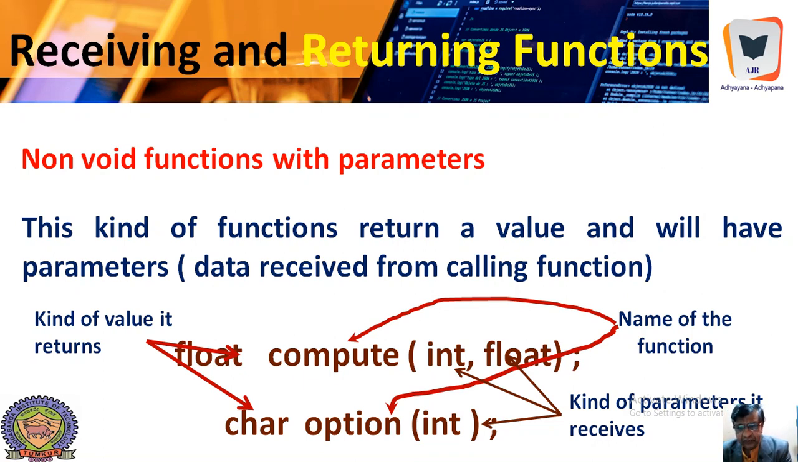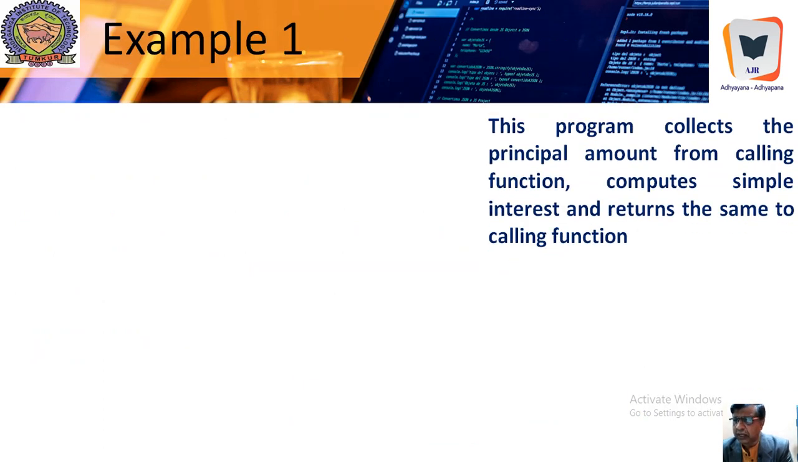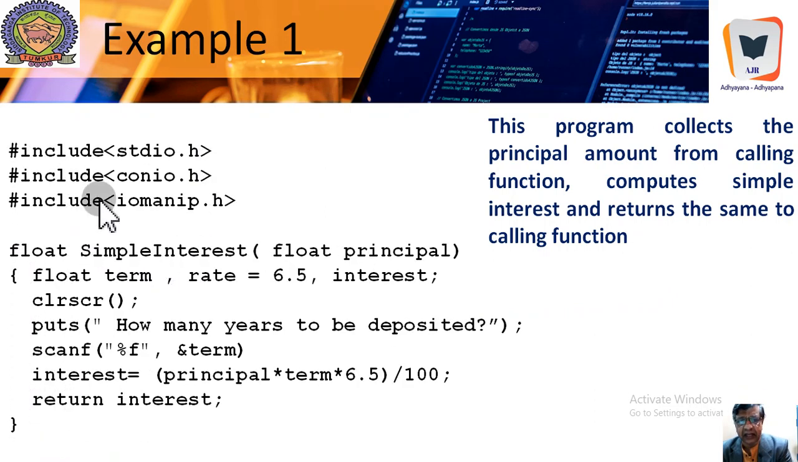Example 1 is about the program that collects the principal amount from the calling function, computes the simple interest, and returns the same value, that is the simple interest, to the calling function. That means it receives the principal and returns the simple interest, and here it is.